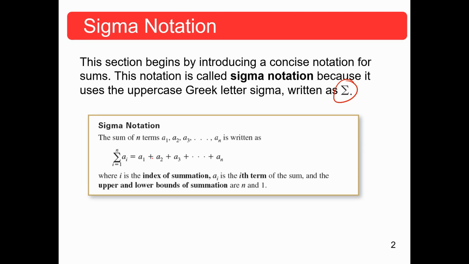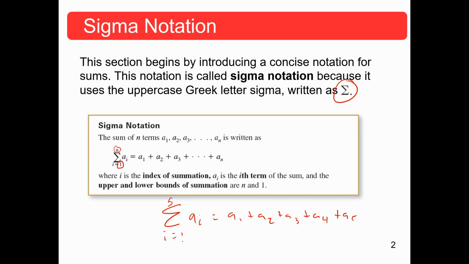So what is sigma notation? Basically, we're going to say the sum of n terms, a1, a2, a3, all the way to a sub n, is written as the sum. We use this sigma to mean the sum of a sub i, from i equals 1 to n. This tells us where we're going to start. So i becomes 1, then 2, then 3, all the way till we get to n. If this were i equals 1 to 5, this would be a sub 1 plus a sub 2 plus a sub 3 plus a sub 4 plus a sub 5, and we would stop because we got to 5.